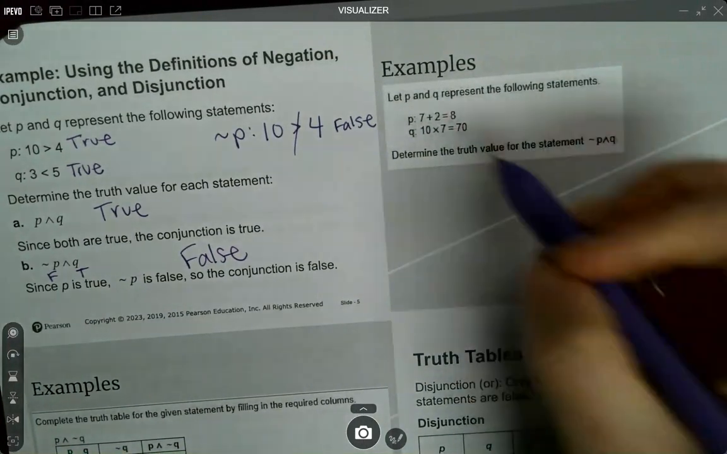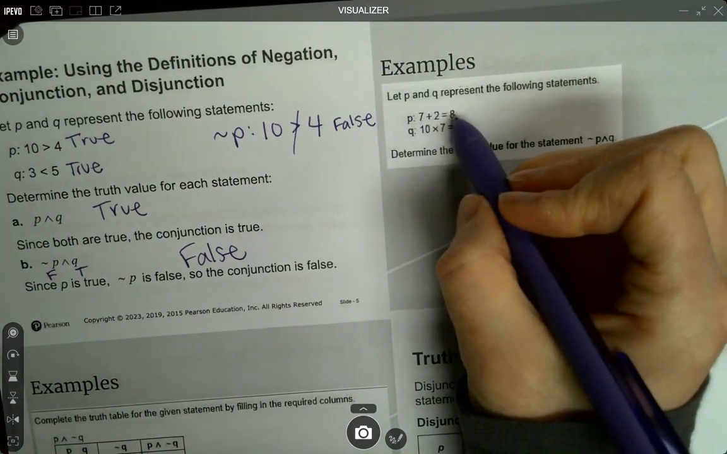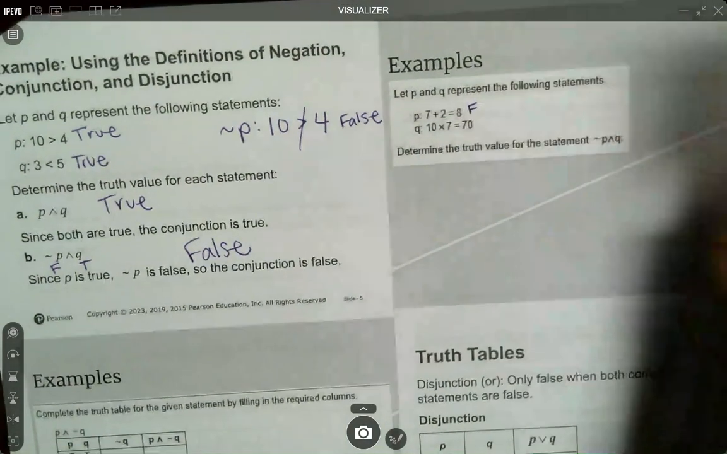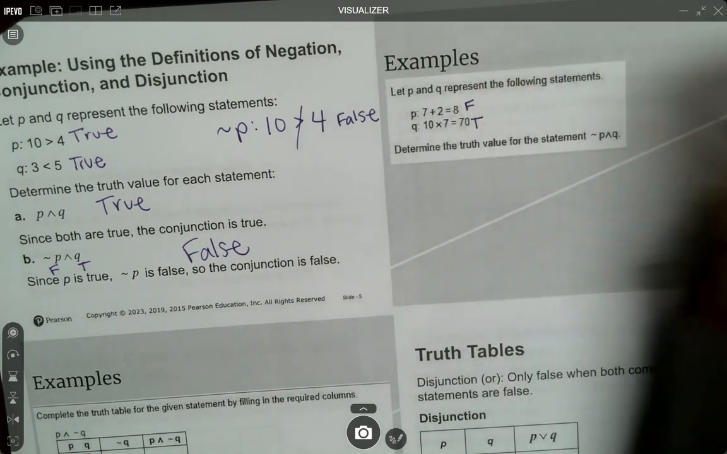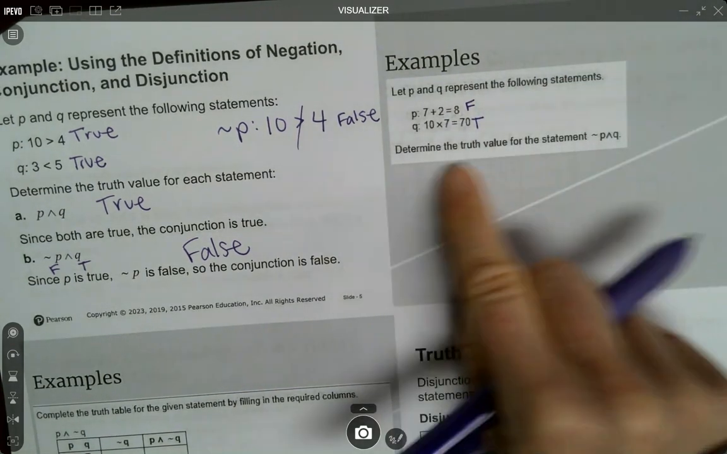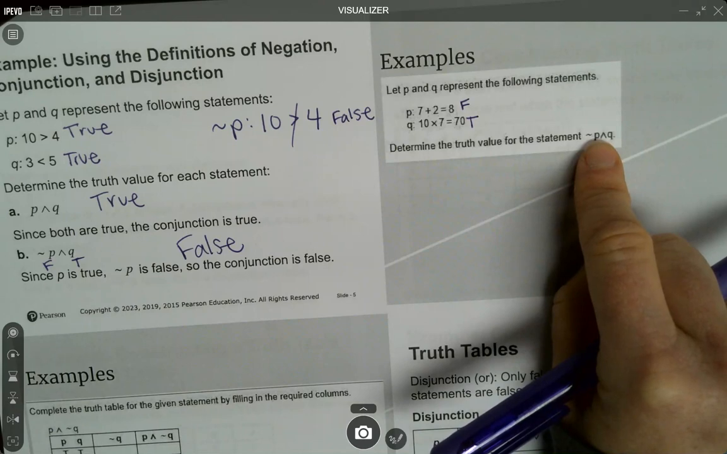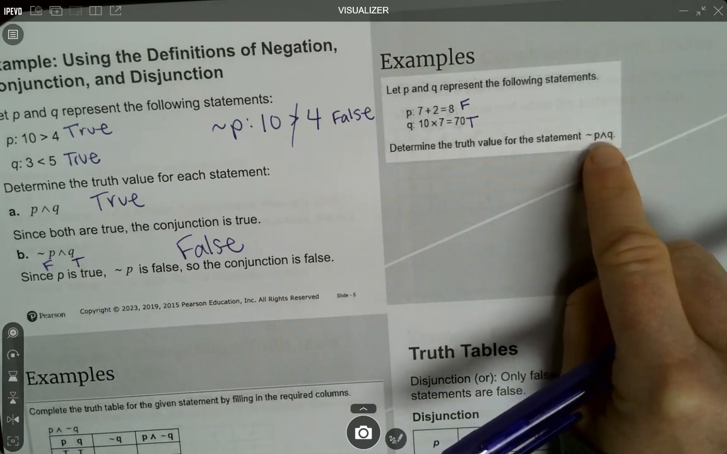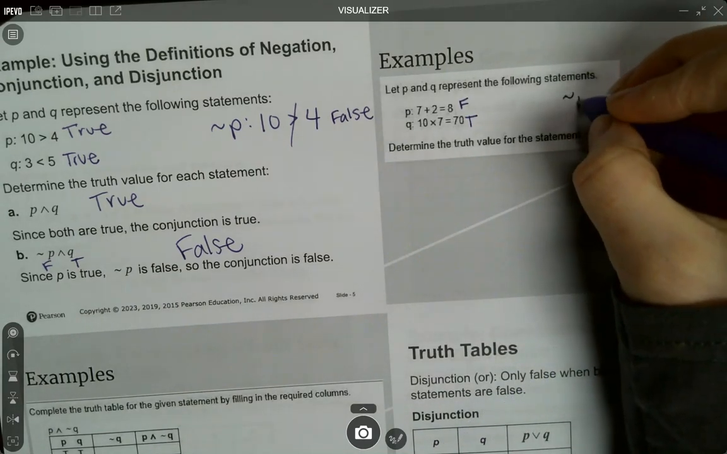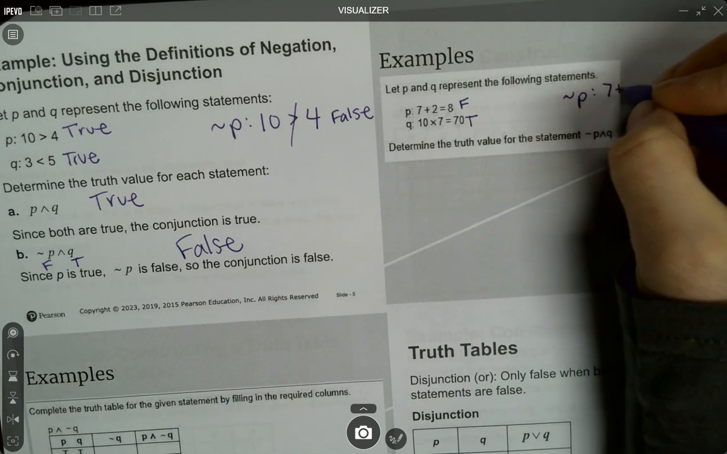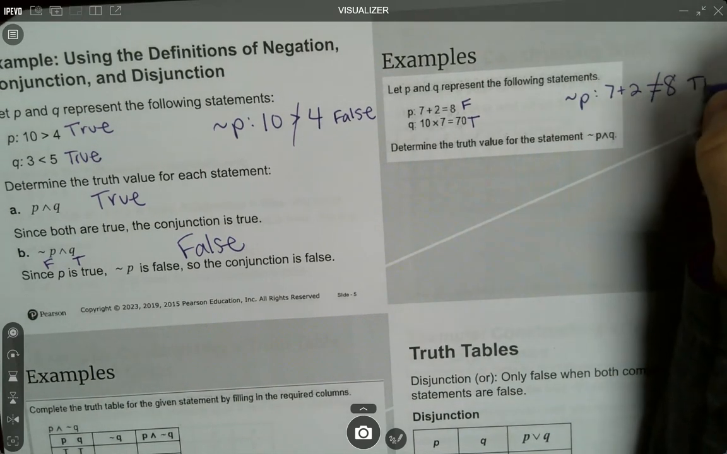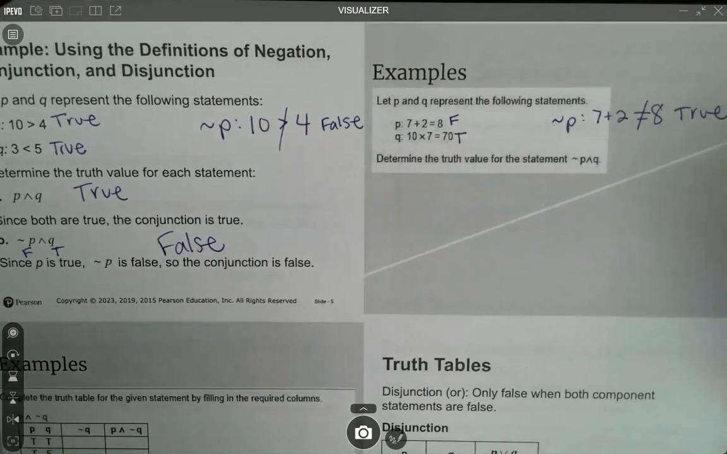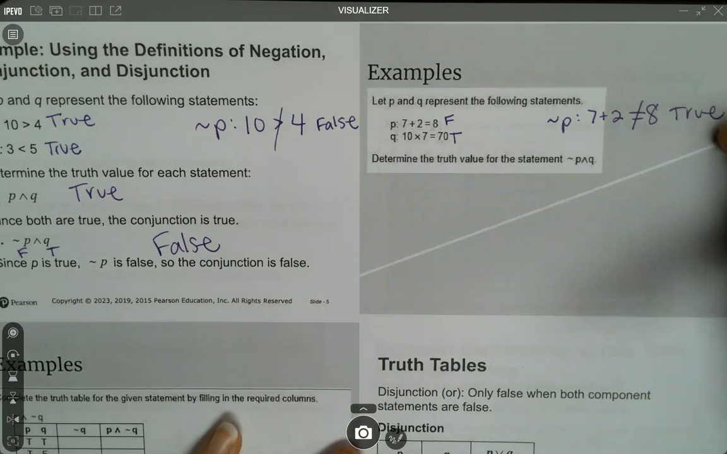Let's look at the next one. We have 7 plus 2 equals 8. That is false. 10 times 7 is 70. That is true. This statement is what we're going to find the truth value of, not P and Q. So not P means 7 plus 2 is not 8, and that is true. So 7 plus 2 does not equal 8. So that makes it true.